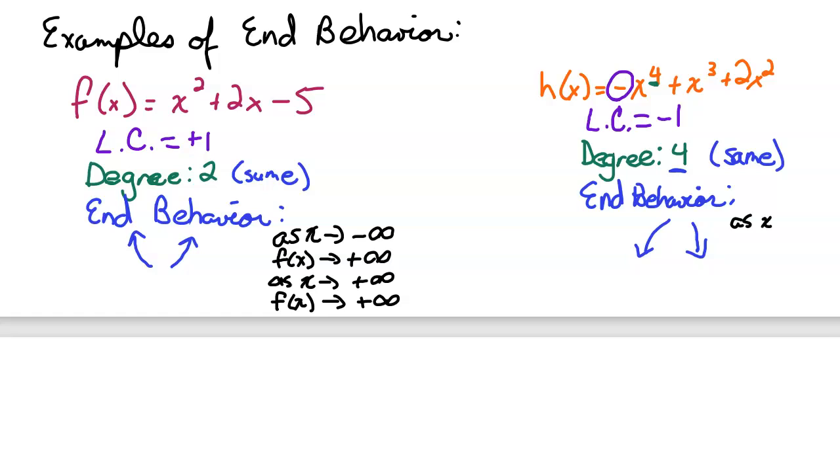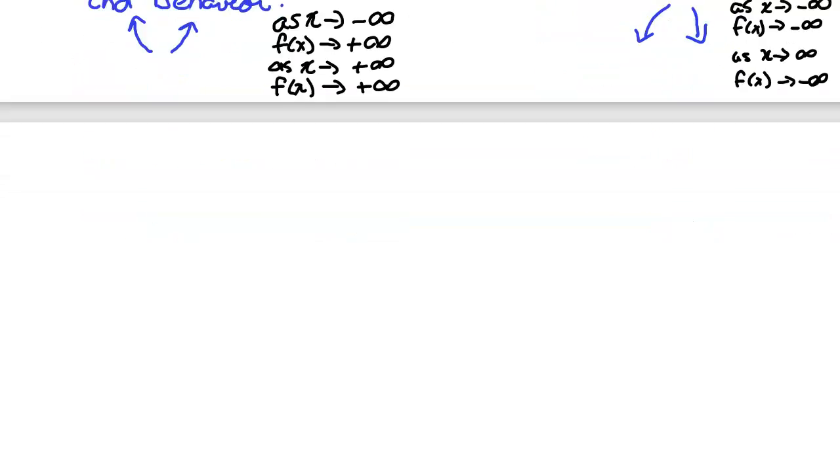So as x approaches negative infinity, f of x will also approach negative infinity. As x approaches positive infinity, f of x will also approach negative infinity because it's going down. Now I'm going to leave room because I'm actually going to come back to these two examples in a little bit in another video.